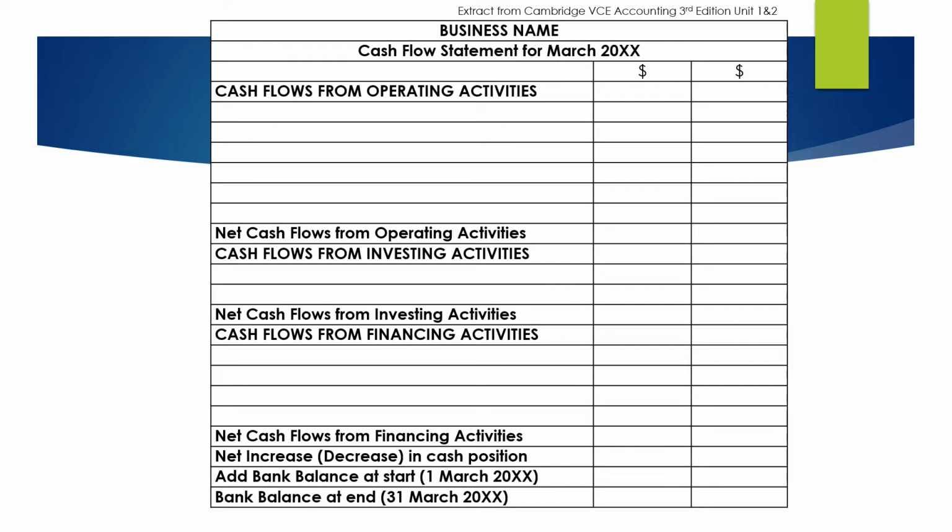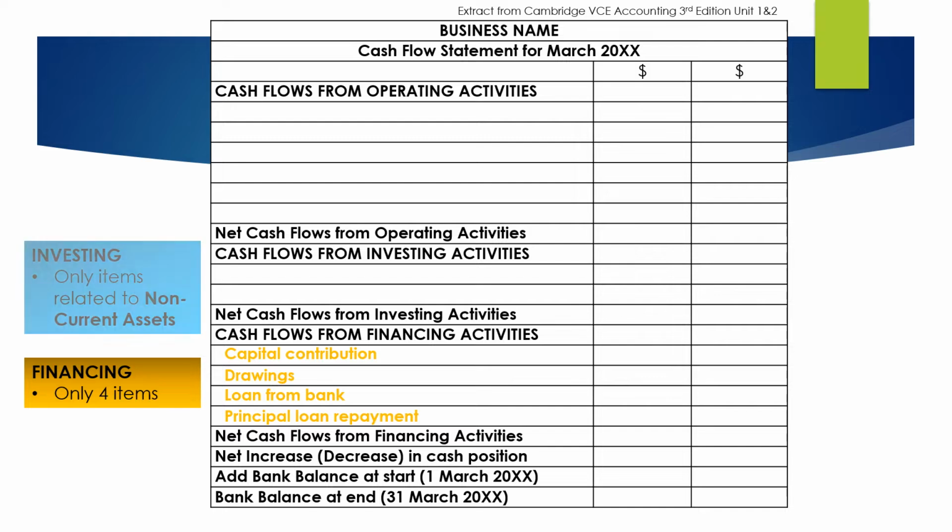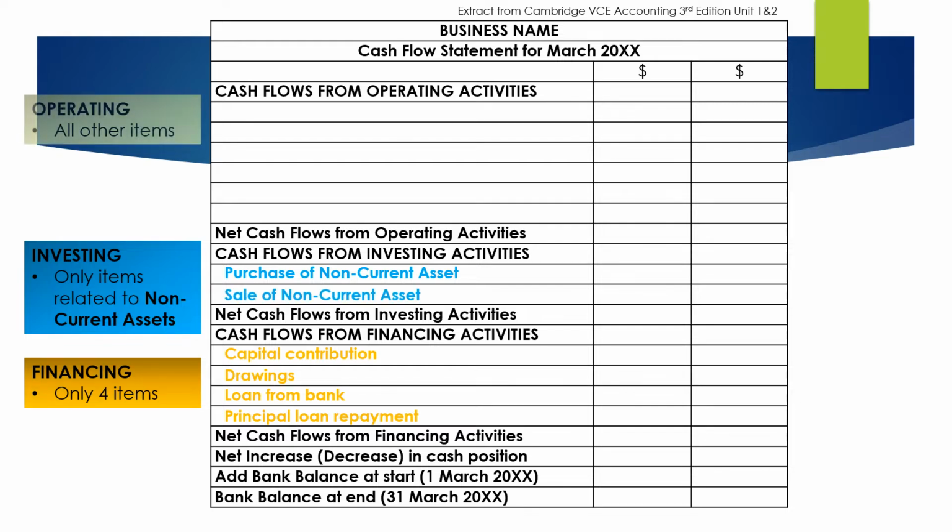We start with the financing activities, where only four items are reported: capital contributions, drawings, loan from bank, and principal loan repayment. Then, we classify the items in the investing activities section. Only items related to non-current assets are reported here. It could be a purchase of a non-current asset or a sale of a non-current asset. All other items are reported under operating activities.